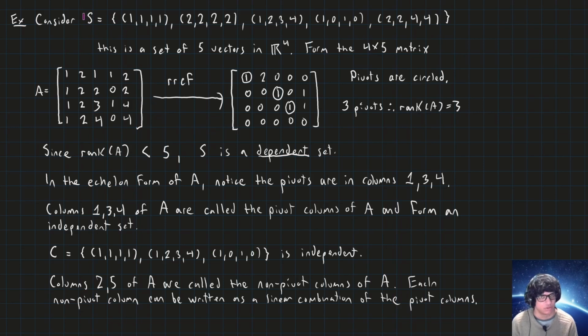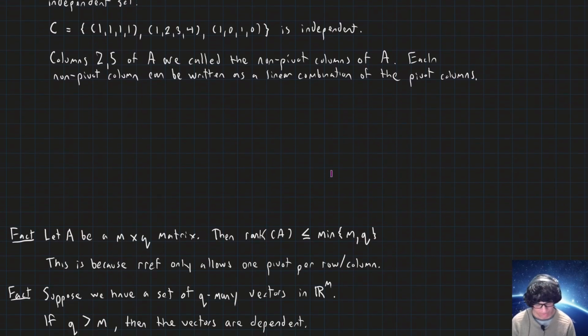So just by the number of vectors and the dimension of the space it's in, we could have declared that this was dependent just by looking at it. In short, if the number of vectors exceeds the dimension of the space it's in, it's always going to be dependent. That fact is recorded here: if you have q many vectors in Rm, and if q exceeds m, the vectors will always be dependent.